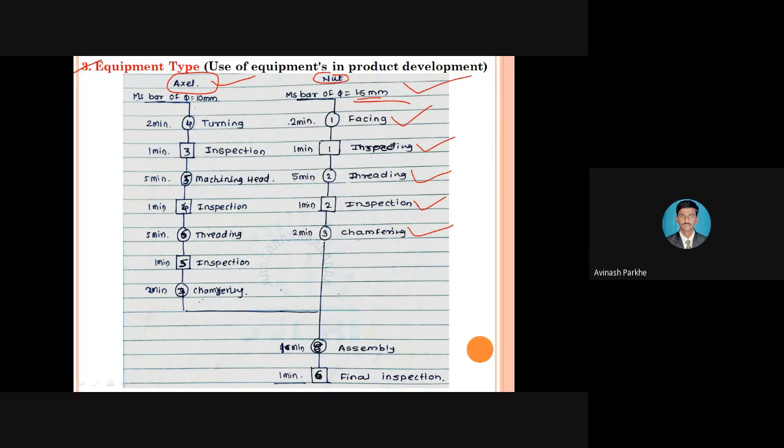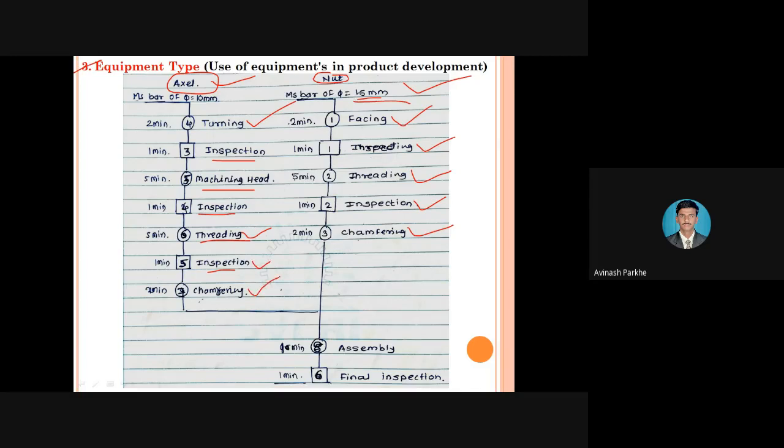Now the raw material required for manufacturing the axle is located on the machine. Now the operation starts. Initial turning operation will be performed. Then we have to go for the visual inspection. Then again machining of the head, we have to go for the manufacturing. Again we have to go for the inspection. After that, again that machine or equipment will perform the threading operation. After the threading operation, we have to go for the inspection. After the inspection, at the end we have to go for the chamfering operation.